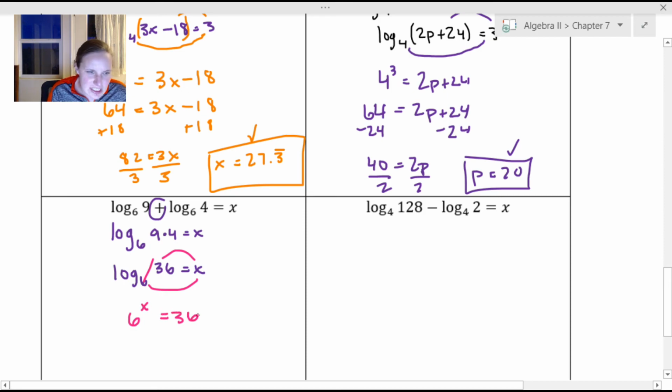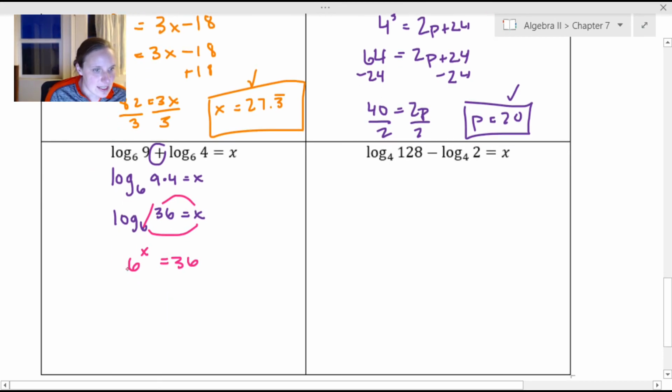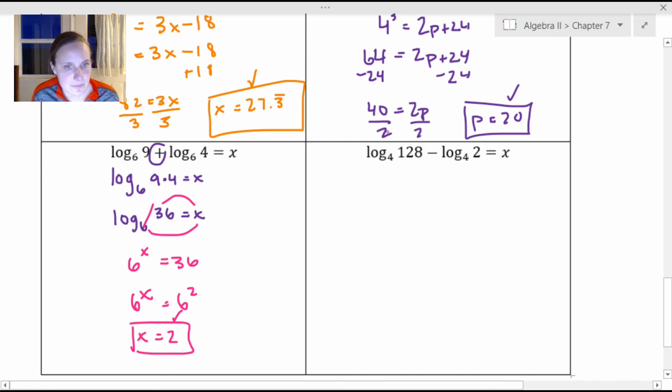Can I change these so they have the same base? Let's not forget what we already know, solving exponential equations. 6 to the power of x can be 6 squared. So x has to be equal to 2. And this one is perfect. If I plug in 2, I'm not actually taking the log of that number at all. So that one works out just fine.